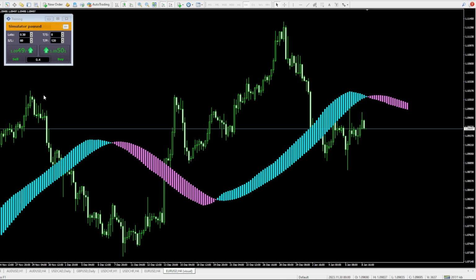Let's start with a trading example. For this example, I've selected the euro against the US dollar in the 4-hour time frame.